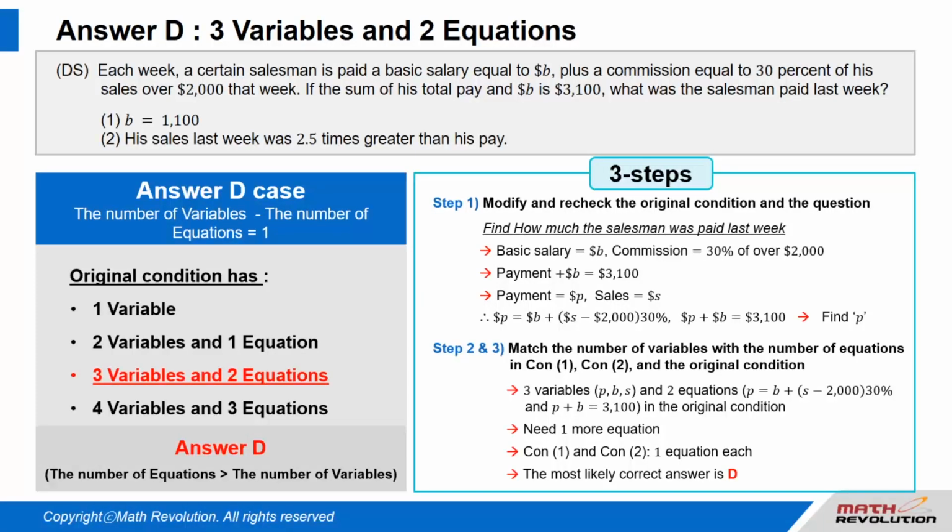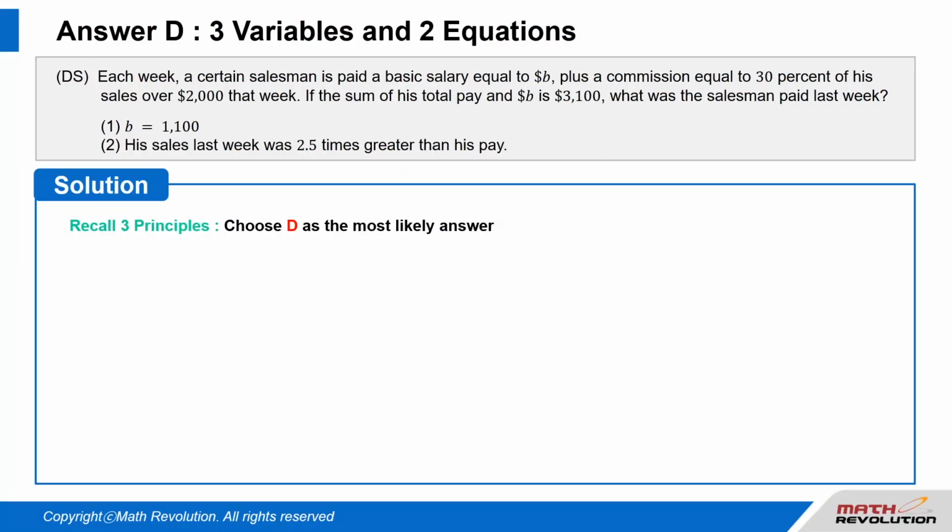Follow the second and third steps. From the original condition, we have 3 variables, P, B, and S, and 2 equations. P equals B plus S minus 2,000 times 30%, and P plus B equals 3,100. To match the number of variables with the number of equations, we need one more equation. Since conditions 1 and 2 will provide one equation each, D would most likely be the answer. Recall 3 principles and choose D as the most likely answer.